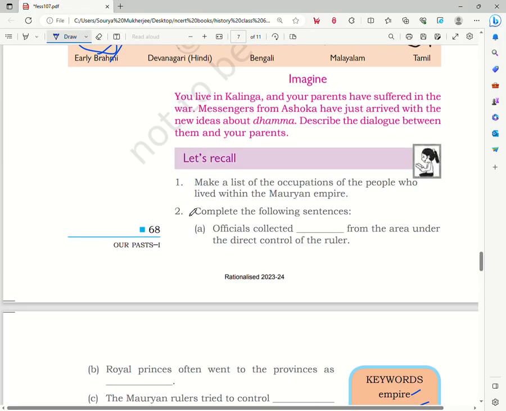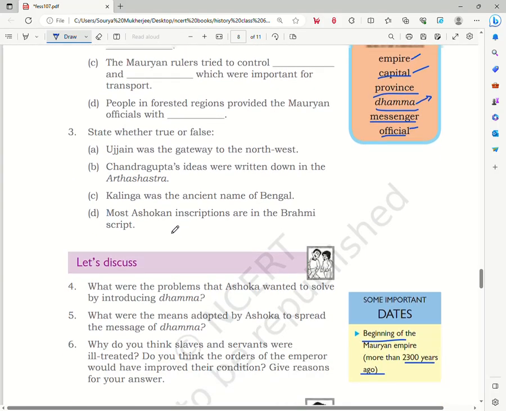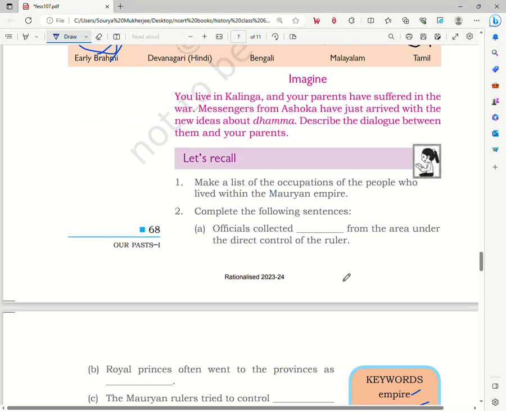These exercises, we can try a few of them out. So let's do them. Make a list of the occupations of the people who lived within the Mauryan empire. This one you can try, guys. It is about, as you know, the agriculturalists, herders, craftspersons, hunter-gatherer people, and so on. You can make a list of all those.